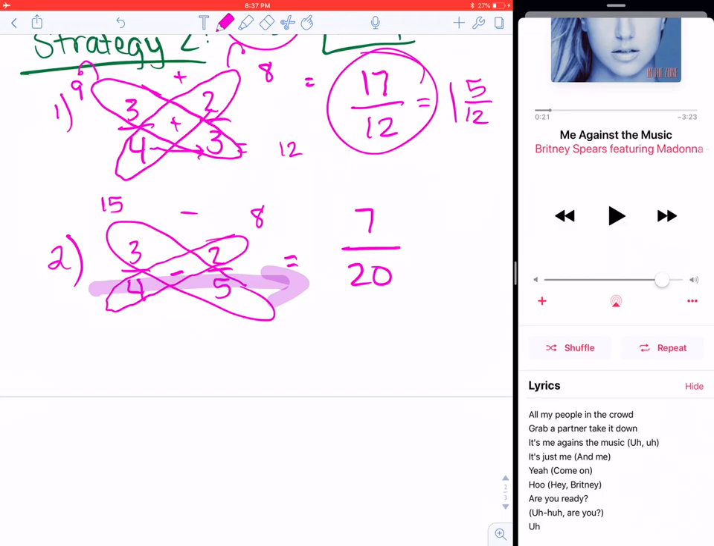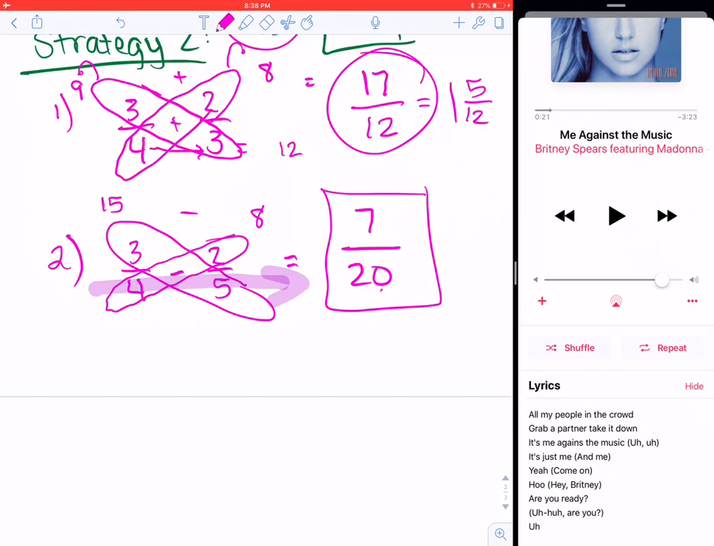Now I have to ask myself, can I reduce this number? 7 is a prime number. It can only be divided by 7 and 1. So therefore, this is my answer. I could also check whether or not I can reduce this fraction by saying 20 is divisible by 2 because it ends in 0, but 7 is not. 20 is divisible by 4, but 7 is not. 20 is divisible by 5, but 7 is not. 20 is divisible by 10, but 7 is not. So therefore, that's my answer.